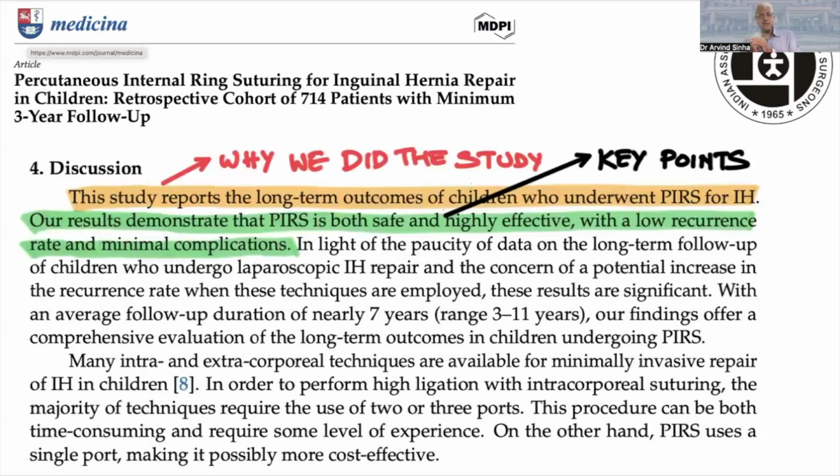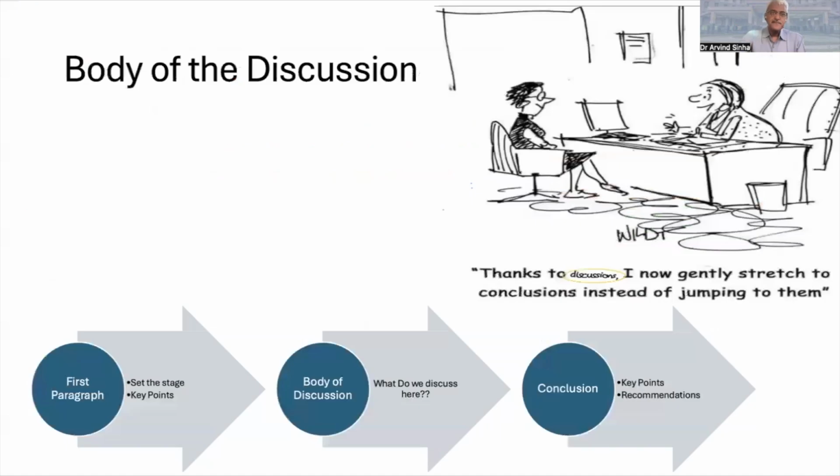Another paper, 2024, Percutaneous internal ring suturing for inguinal hernia, and the discussion starts with: this study reports long-term outcomes of children who underwent PIRS for inguinal hernia. So that's why we did this study. That's the first line, and the second line says our results demonstrate that PIRS is both safe and effective, with low recurrence rate and complications, right? So recurrence rate and complications are what they want to highlight, and those are the key points they have given in the second line itself, done and dusted.